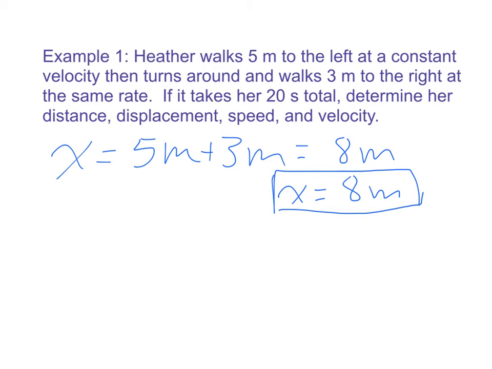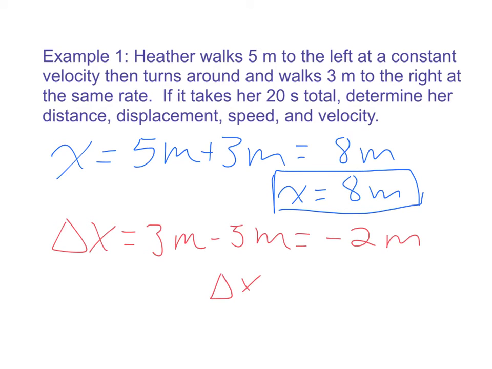Her displacement is her change in position, where she ended up versus where she started, or final position minus initial position. So delta x would equal 3 meters minus 5 meters, equaling negative 2 meters. Negative because she ends up to the left of where she started. So displacement equals negative 2 meters.